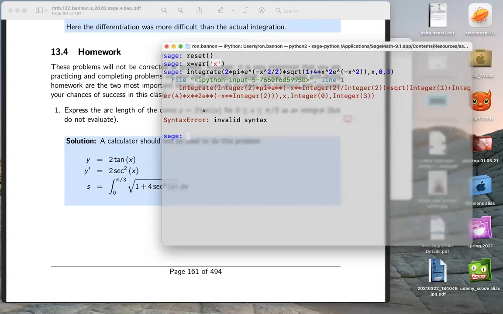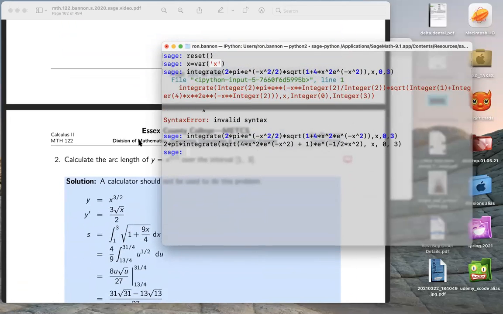And I'm reading it. Integrate 2 star pi star e to the minus x squared divided by 2 times the square root of 1 plus 4x squared. Oh, I see it now. Wow, it returned that it couldn't do it. So it really did return that. So I can't do that.